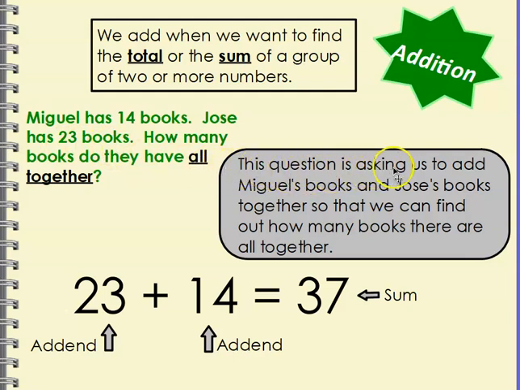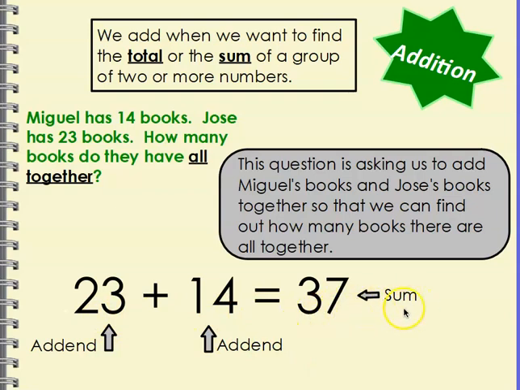So I can look over here. This question is asking us to add Miguel's books and Jose's books together so that we can find out how many books there are all together. So the first addend, 23. An addend is one of the numbers in a number sentence where we are finding the total. So 23 represents the number of books that Jose has, and then we can add together the number of books that Miguel has. That's our other addend. So when we add those two things together, the sum of those two is 37.